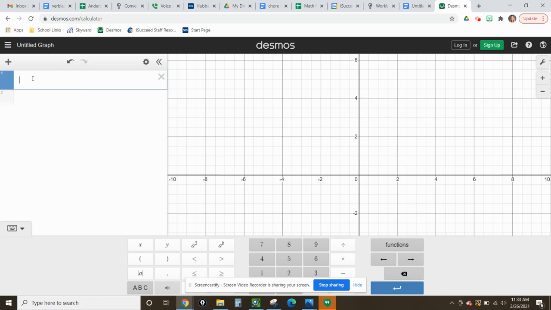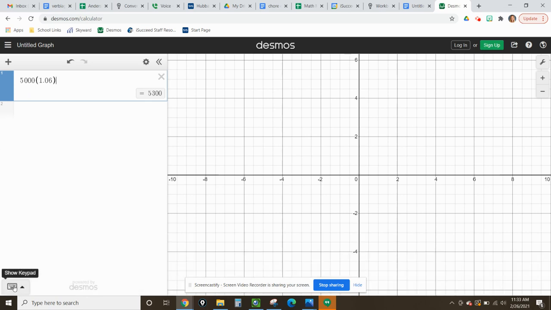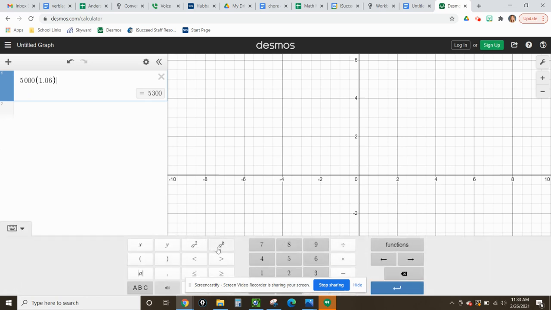So the first thing I'm going to do is find year 15. I'm going to go 5,000 times 1.06. And then there's this keyboard button here at the bottom. Sometimes it's hidden, so you just click right here. This allows you to do any exponent. So I'm going to use this button to do the exponent of 15. And there's my answer right there, 11,982 point, all this stuff. Okay, so that's year 15.